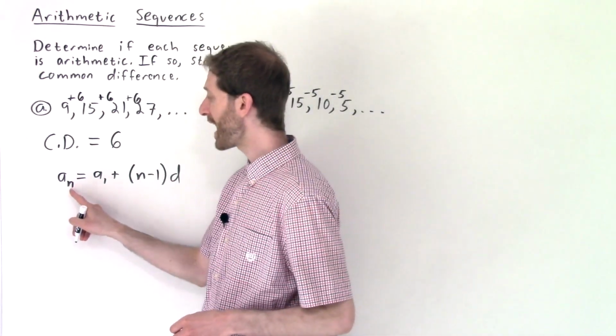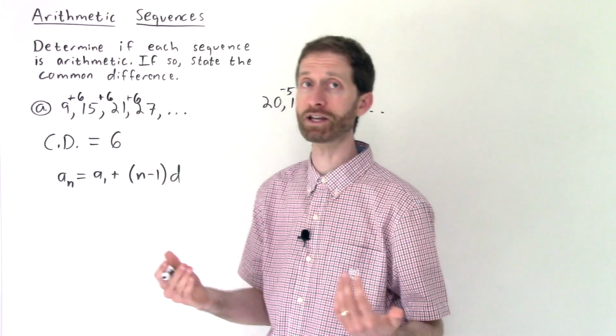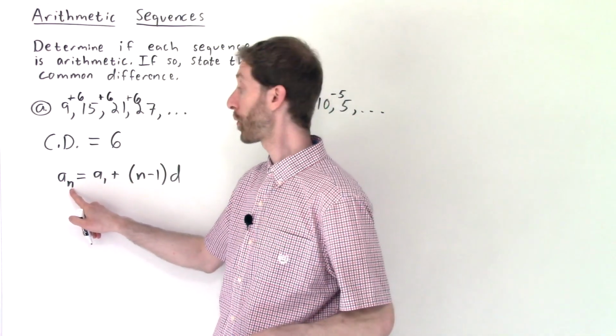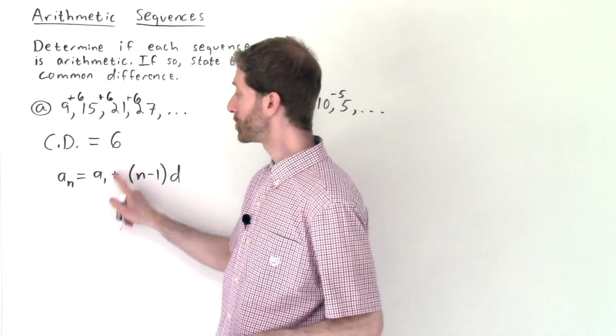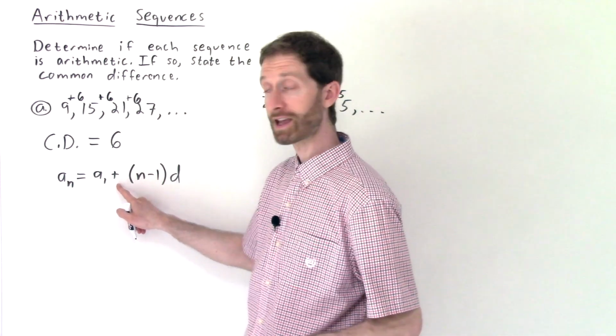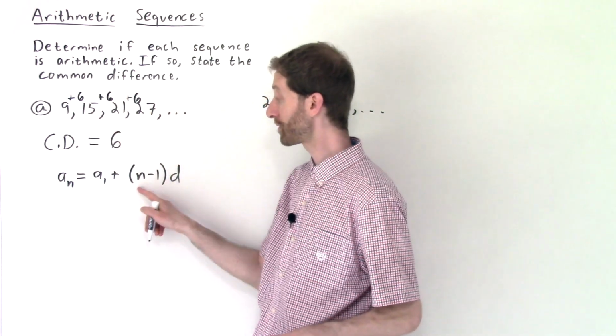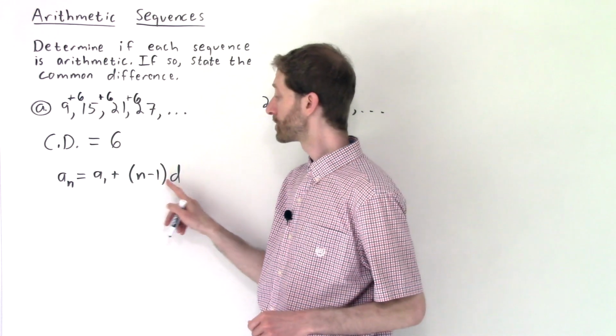So this means the nth term. That's any term in the sequence. Like it could be a sub 22, which would mean the 22nd term. And that's equal to the first term plus n minus 1, where n is the number of terms that you have gone out, times the common difference.